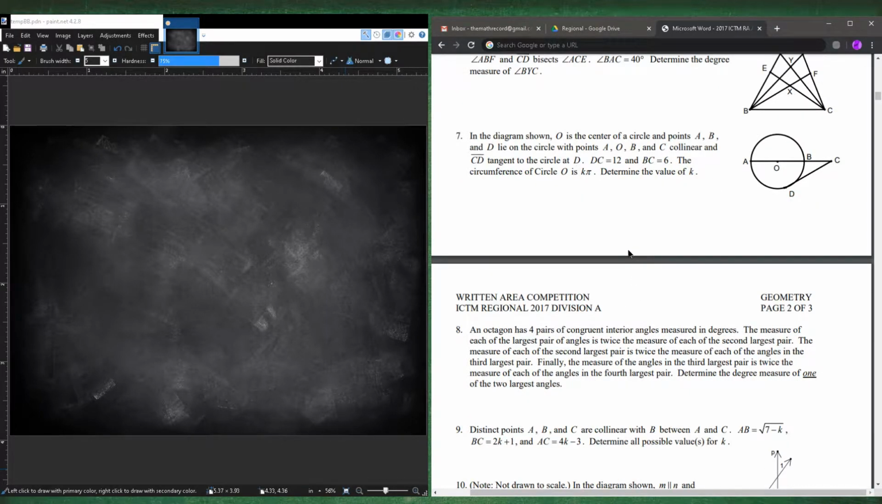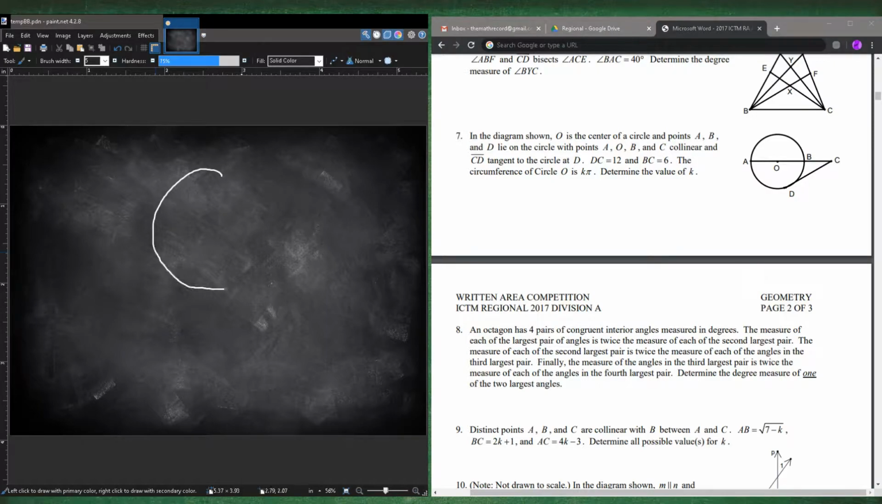Number 7. In the diagram shown, O is the center of the circle, and AB lies on the circle with points A, O, B, C collinear, and CD is tangent to the circle at D. And DC is 12, BC is 6, and the circumference of O is K pi. Determine the value of K. Okay, so let's draw this out. And we have something like this circle. They say DC is 12, so this is 12, and they said BC is 6.